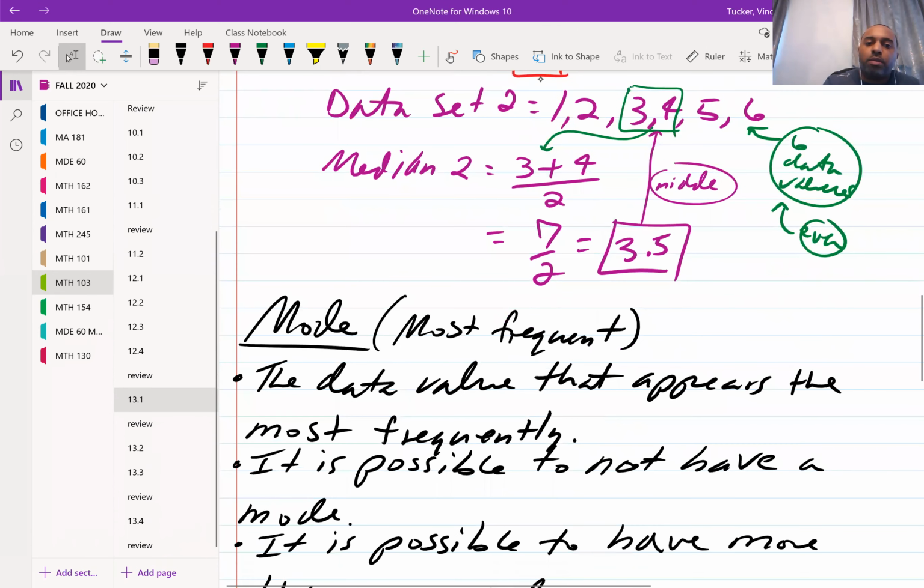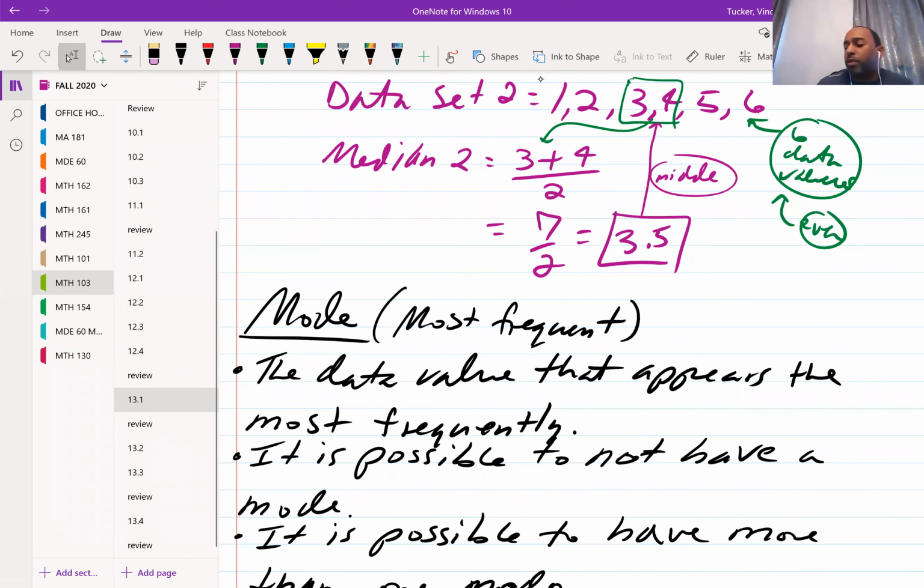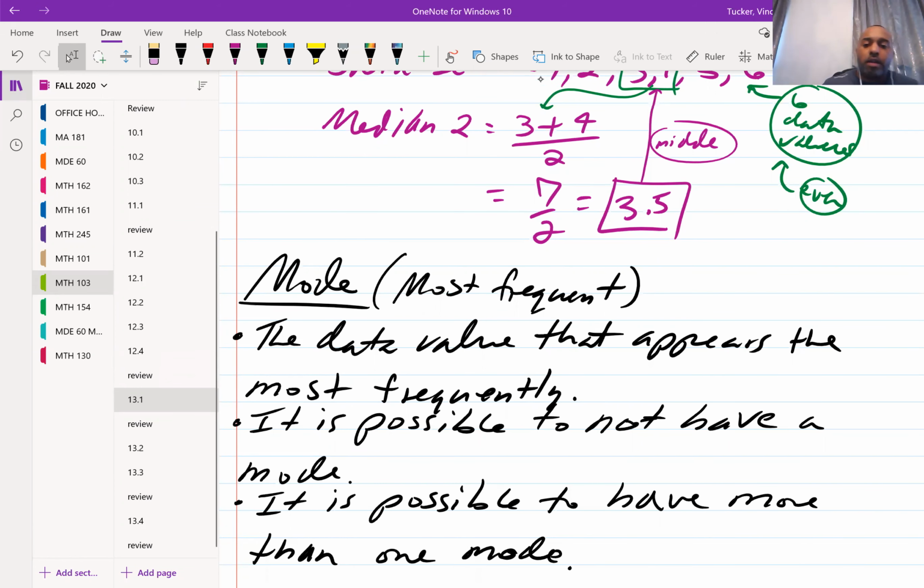All right, for the mode, think about most or most frequent. This is the data value that appears the most frequently. It is possible to not have a mode, and it is possible to have more than one mode.